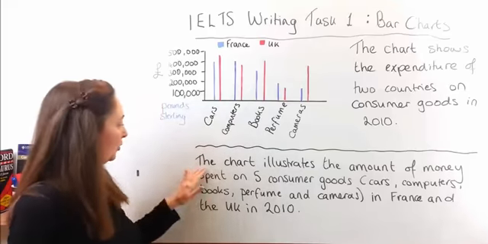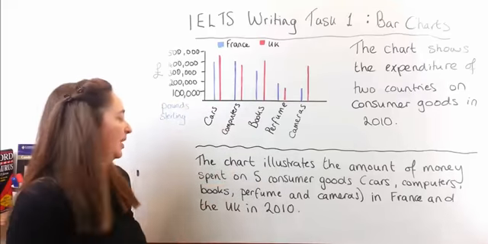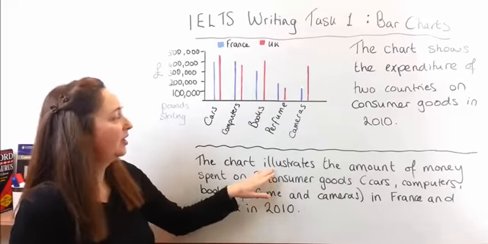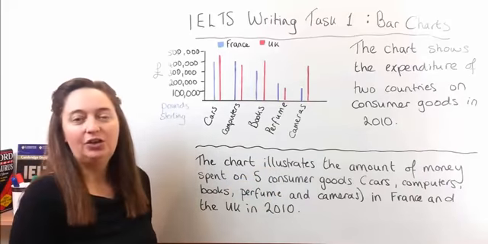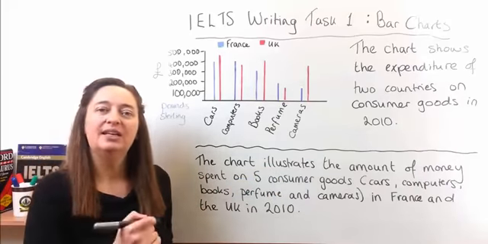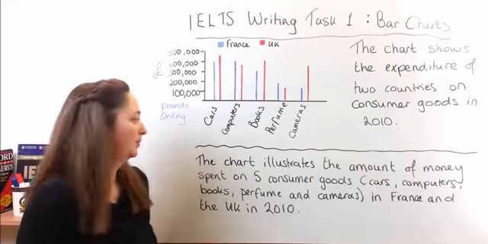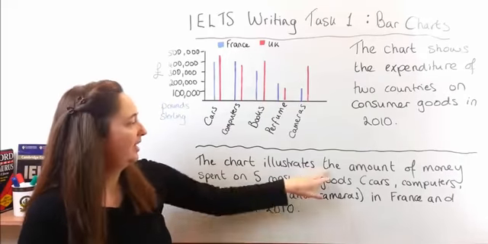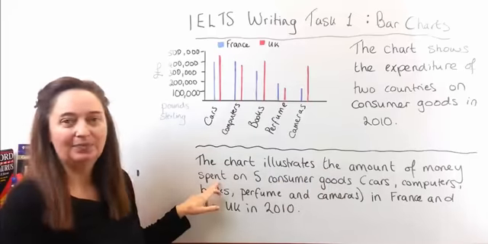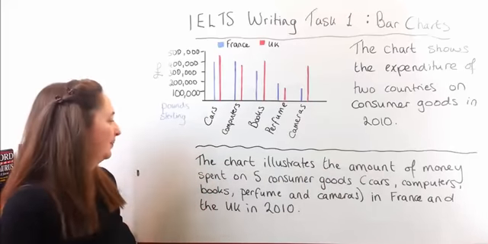So we've got the first 2 words, we're going to keep them. Then we will take a look at the verb. They say shows, we can use illustrates. You could also say gives information about. They say the expenditure, and I say the amount of money spent. That's a very nice paraphrase.